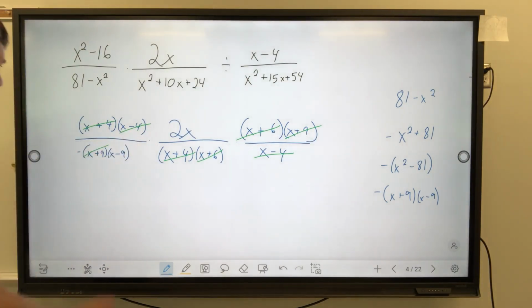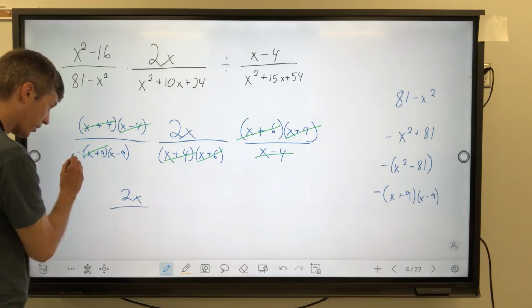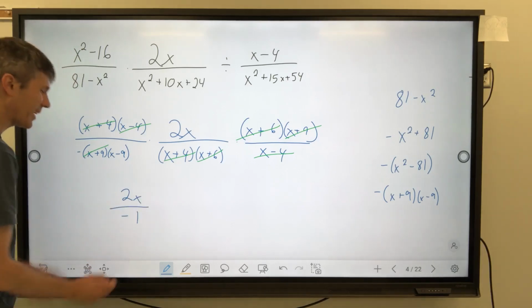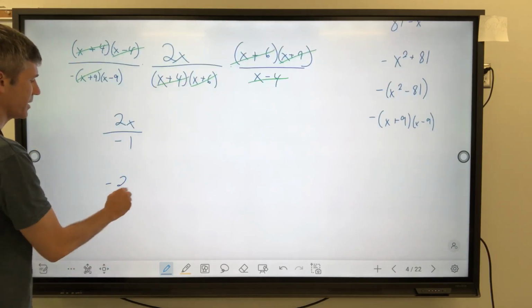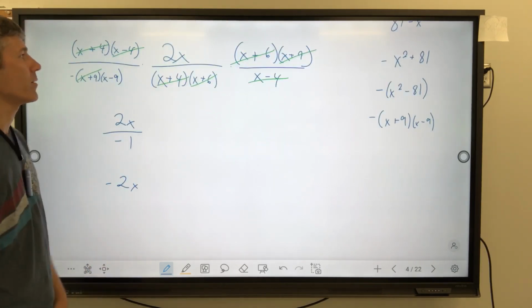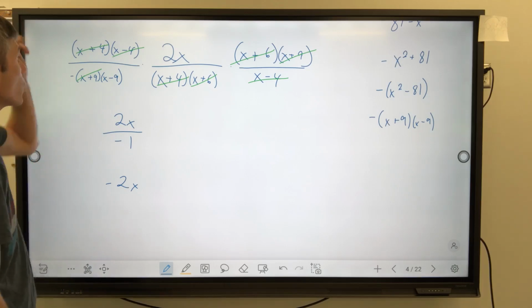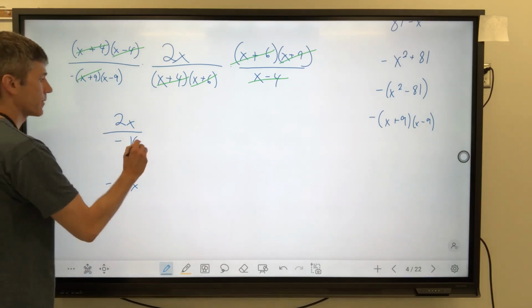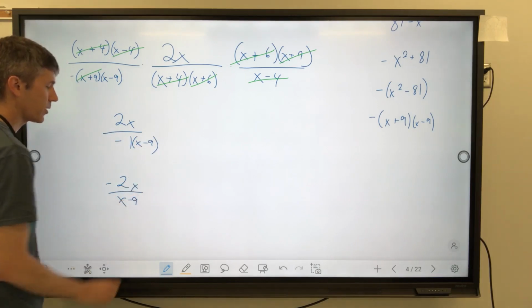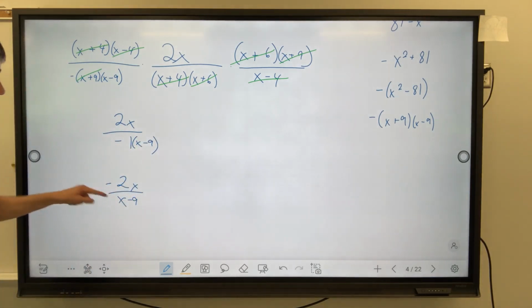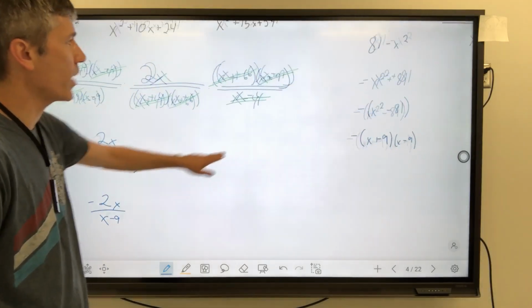We have 2x over negative 1. And that's fine, and it's correct, and no one's going to beat you up for it. But it's negative 2x. Wow, all that reduced to negative 2x. Oh, I forgot one. Oh dear. X minus 9. Okay, could leave it like this. You could put the negative in the numerator. Totally okay. Either one of these is fine. My goodness, overlooked that whole factor staring me in the face.